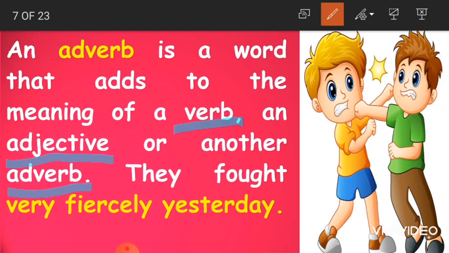Verb, as we said, is an action word. Adjective is going to describe a noun. Again here, adverb is going to add the meaning to a verb or an adjective. Okay, children? So the example we have is, they fought very fiercely yesterday. See, fiercely. What do you mean by fiercely, children? Like very angry. They were very angry. As you see in the picture, they are just beating each other. They're having a very big fight.